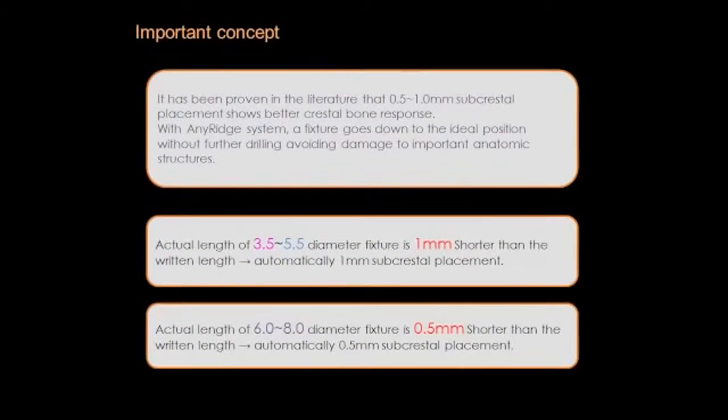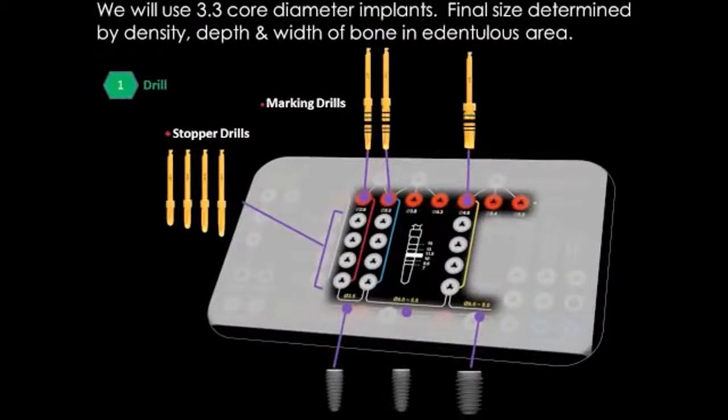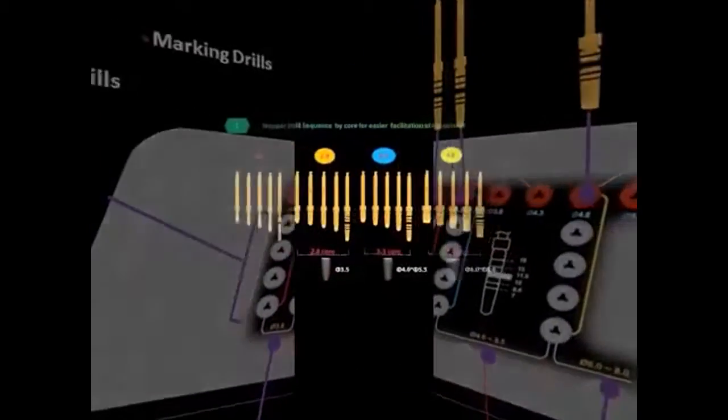Now, one thing to note is the actual drill length. Let's say we're going to be placing a 10 millimeter implant. Your stopper drills are very nice because they're already cut to length, but your actual implant is 1 millimeter shorter than the actual written length of the drill. So a 10 millimeter implant drill, your implant is actually 9 millimeters long to automatically place that implant subcrestally. So we're really going to only be utilizing 3 drills, a 2.0, 2.9, and 3.3, because the 4.0 through 5.5 implants only have a 3.3 core. So that's our main goal.